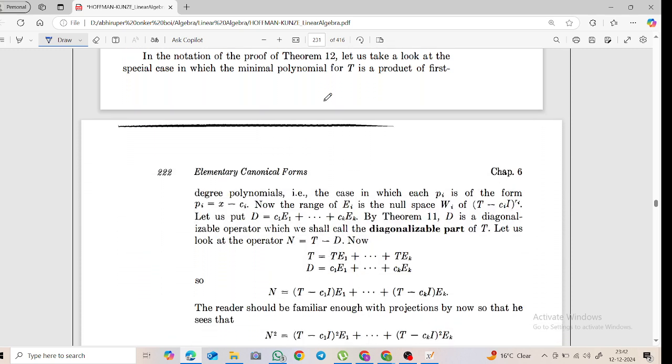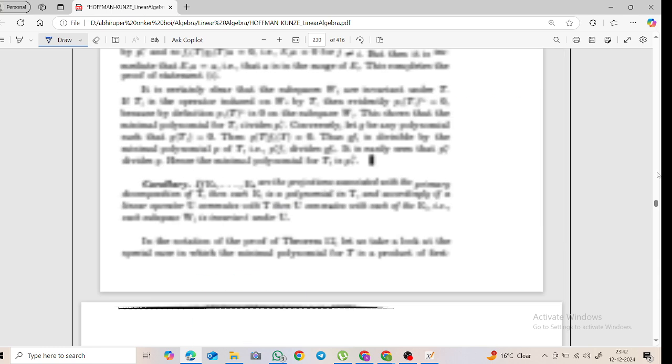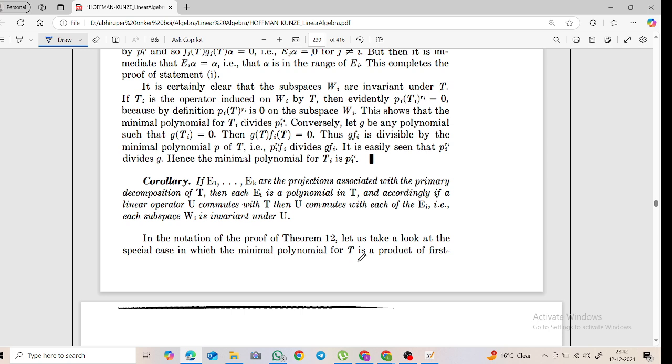See, today is almost 11:45. We will start with this corollary in the next class, okay? So that's it for today.